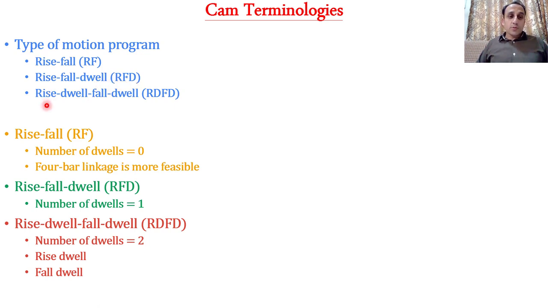We have another type of motion program in which we have two dwells. We have the rise, then dwell, then fall, then dwell. All of these rise, fall, dwell are with respect to the follower, not with respect to the cam. We are assuming the cam is rotating continuously with a fixed angular velocity. In the rise-fall motion program, there is no dwell. Whereas in the rise-fall-dwell system, we have one dwell, and in RDFD, which is rise-dwell-fall-dwell, we have two dwells, one after the rise and one after the fall.